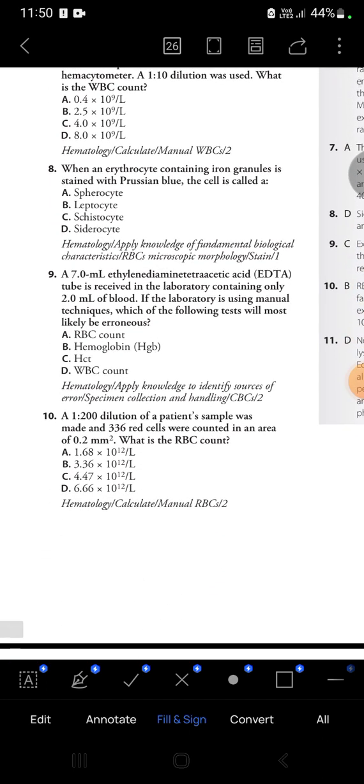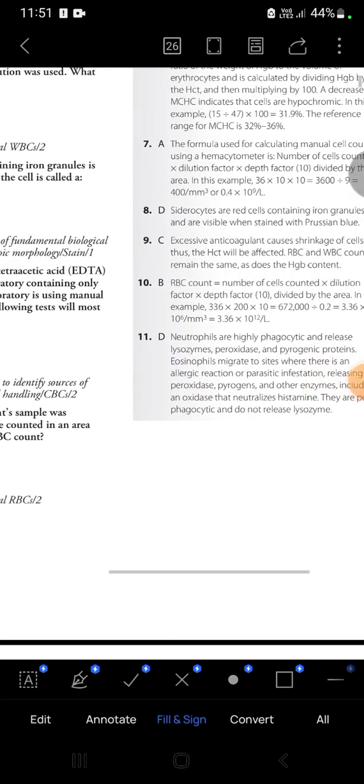The 9th question: a 7 ml EDTA tube is received in the laboratory containing only 2 ml of blood. If the laboratory is using manual techniques, which of the following tests will most likely be erroneous? The answer is C, HCT, and here is the explanation.